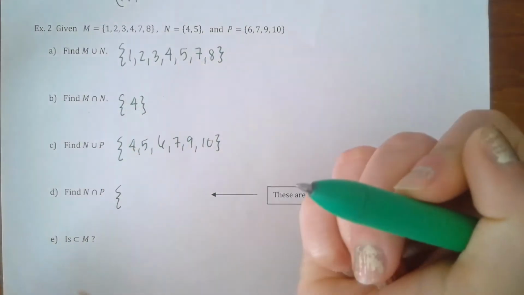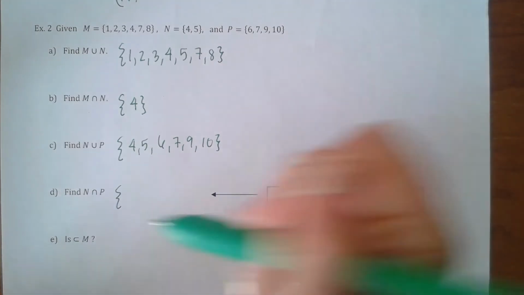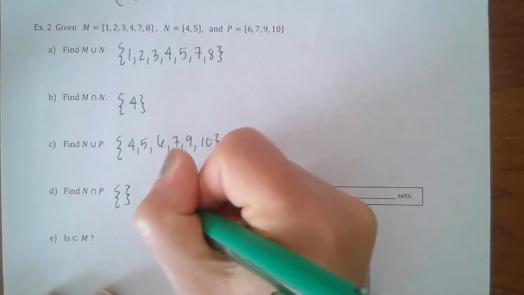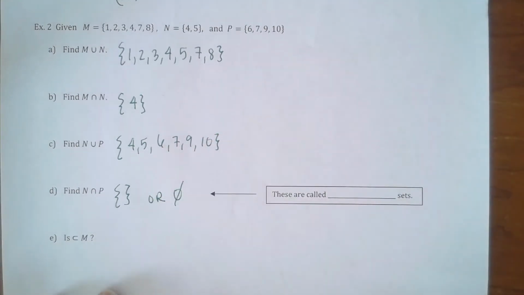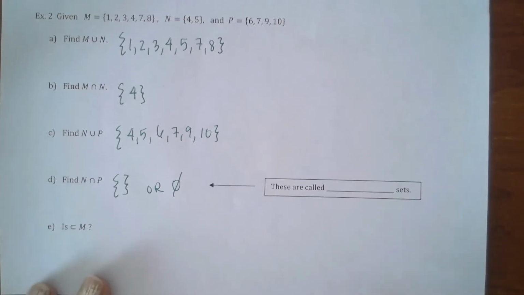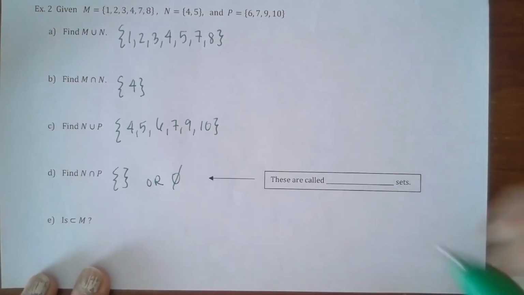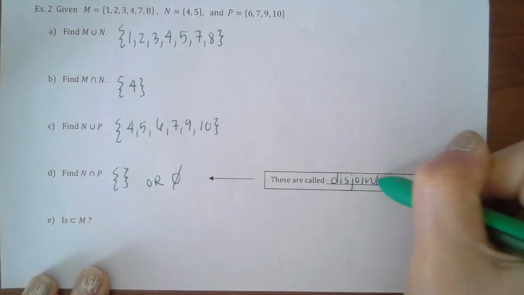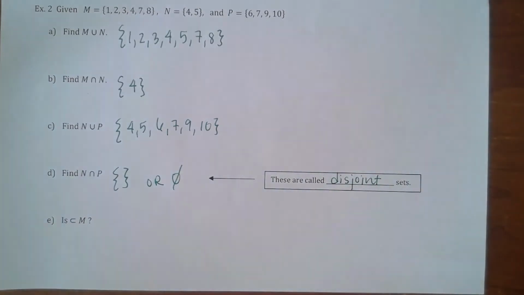So if I was going to say that they're finding the intersection, I could either list this as the empty set, or I could do, again, like that circle with a slash through it. Because this intersection contains no elements, the intersection's the empty set, these are called disjoint sets. Special word for that type of set.